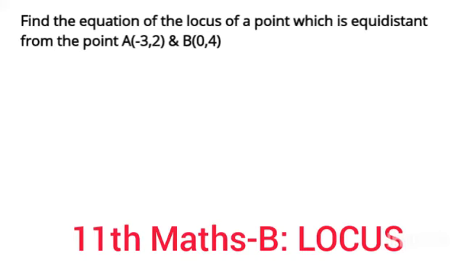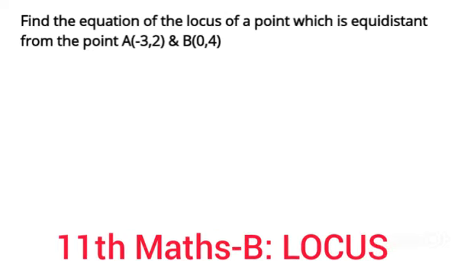In today's session we are going to solve this sum. Let's start our today's session. Let us understand the question first. Find the equation of locus of a point which is equidistant from the points A = (-3, 2) and B = (0, 4).